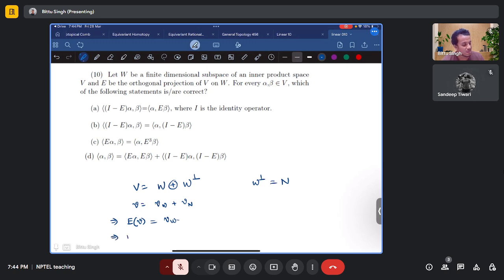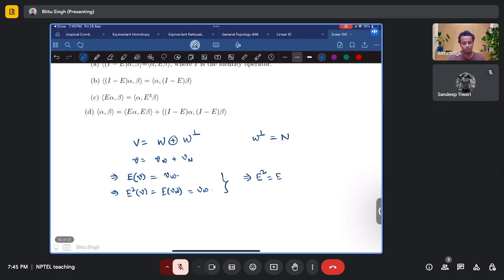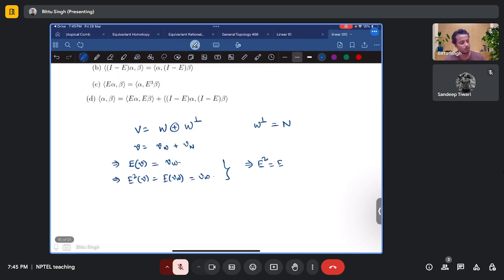Now again, if we apply E squared on V, this is the same as E applied on Vw, but Vw is already in W, so that will be Vw itself. From here, it is clear that E applied on V and E squared applied on V give the same thing. Therefore, E squared equals E. Is it clear? Yes, sir. Therefore E is idempotent.